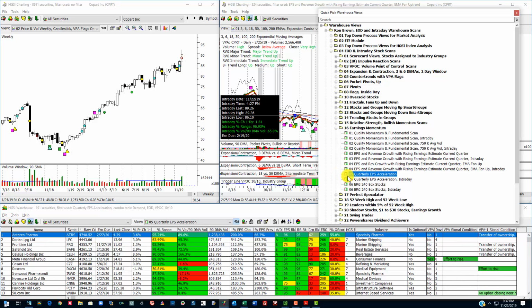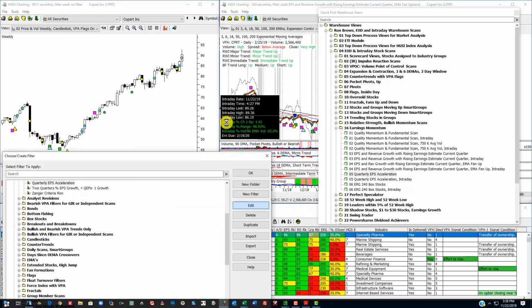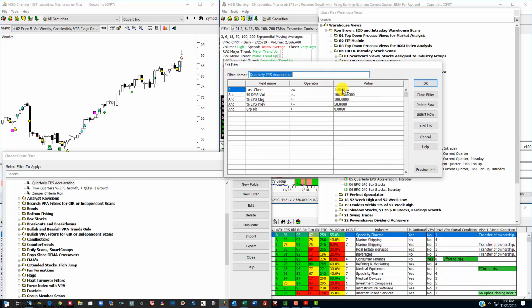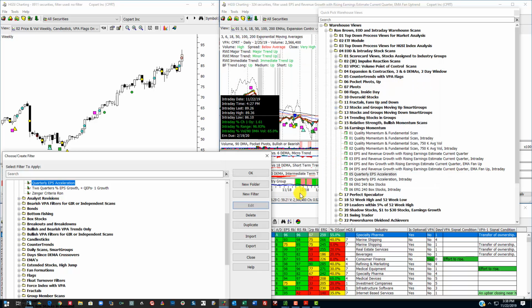Now the next two are quarterly earnings per share acceleration. I came up with this many years ago, and what I was looking for is a big jump in earnings acceleration. And we get 191 securities, and the filter is I'm looking for an EPS change from the most current quarter of greater than or equal to 100%, and the previous quarter has to be at least 50%. These are stocks that are assigned to groups.